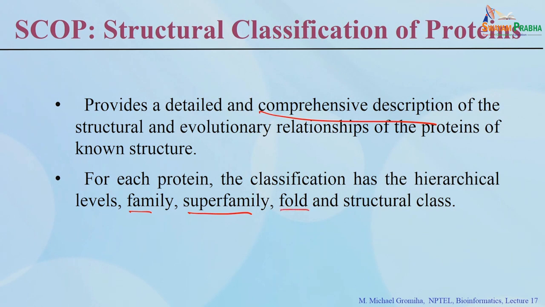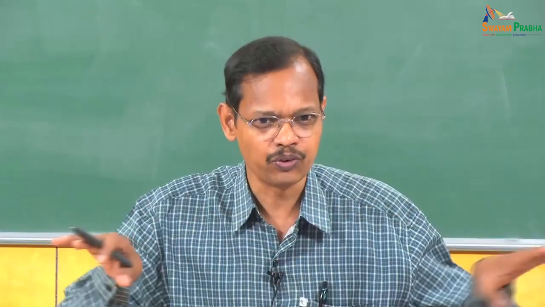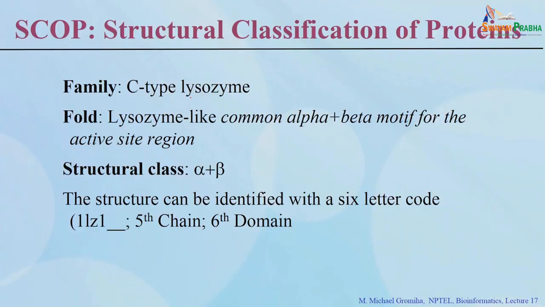And the different folds have a similar class, for example, the structural class all alpha. You can see the four helical bundle fold and different types of helical folds; these are helical proteins having different folds, and they belong together under the class all alpha. So, for example, here is lysozyme, where the family is lysozyme. Then you can see the fold, the lysozyme-like common alpha plus beta motif, and the structural class alpha plus beta.